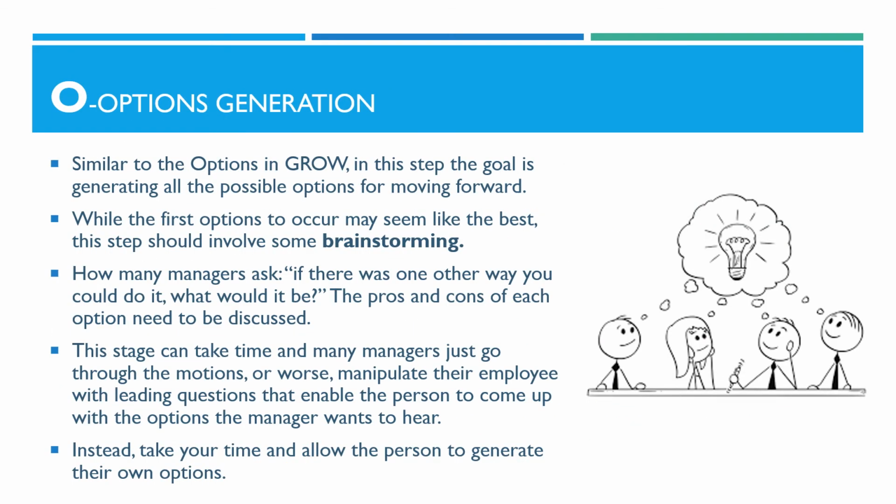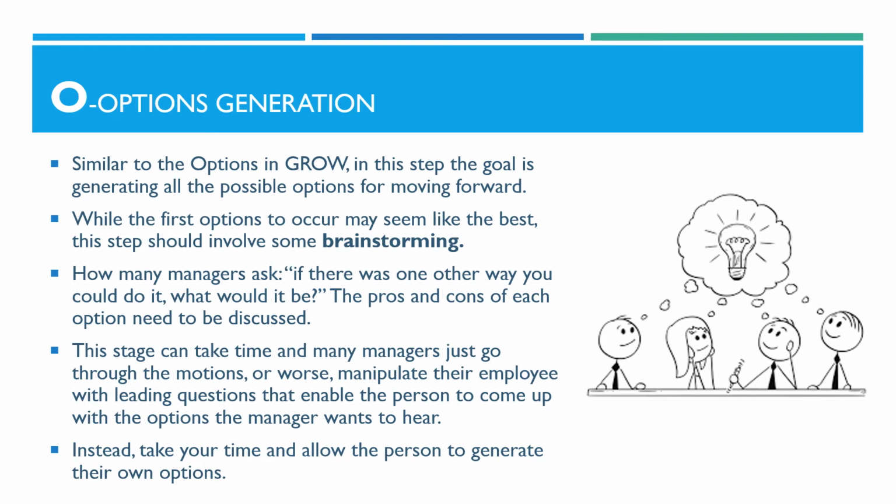Similar to the options in G.R.O.W, in this step the goal is generating all the possible options for moving forward. While the first options to occur may seem like the best, this step should involve some brainstorming. How many managers ask, if there was one other way you could do it, what would it be? The pros and cons of each option need to be discussed. This stage can take time, and many managers just go through the motions, or worse, manipulate their employee with leading questions that enable the person to come up with the options the manager wants to hear. Instead, take your time, and allow the person to generate their own options.